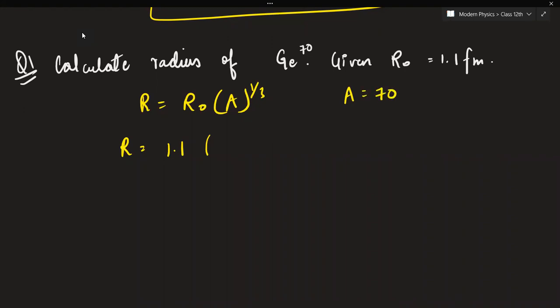You can look at the symbol. Chemical representation also we had done in the last class. So this is 70 to the power 1 by 3. See, 4 into 4 is 64, no? So it is around 4.12. So this will be around 4.12. That will be 4.53 Fermi meter.